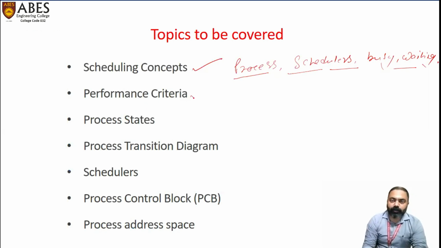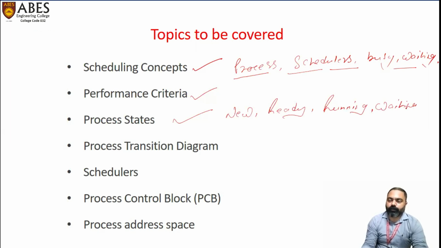Next is performance criteria. In performance criteria, we will see how the performance of a process will be evaluated. Then next is process state. So what are the phases of a process? Like new, ready, running, and waiting. New, ready, running, and waiting.